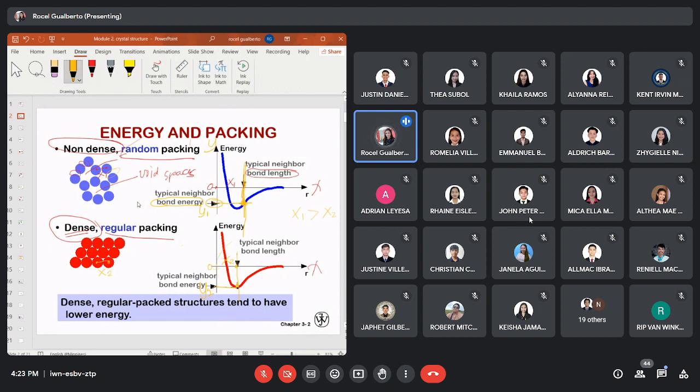Okay? Now, looking at these values, okay? Ito po yung ating y1. At ito po yung atin na y2. Okay? So, looking at their position, we say that the dense or regular pack structures tend to have lower energy.